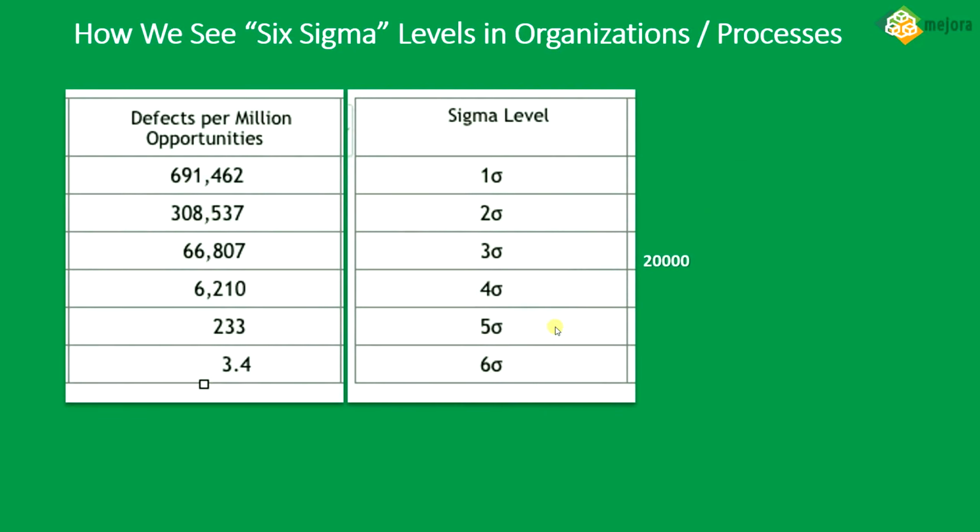The same thing is shared in terms of sigma levels. We will calculate this when we move along, but for simplicity now, for 1 sigma you should have 691,462 defects or more. For 2 sigma, around 300,000. 3 sigma is 66,000. 4 sigma is 6,210. Similarly, 233 is for 5 sigma, and for 6 sigma we should have only 3.4 defects per million opportunities.